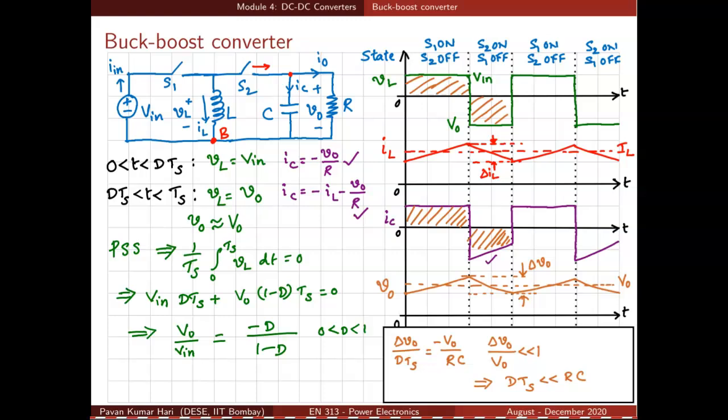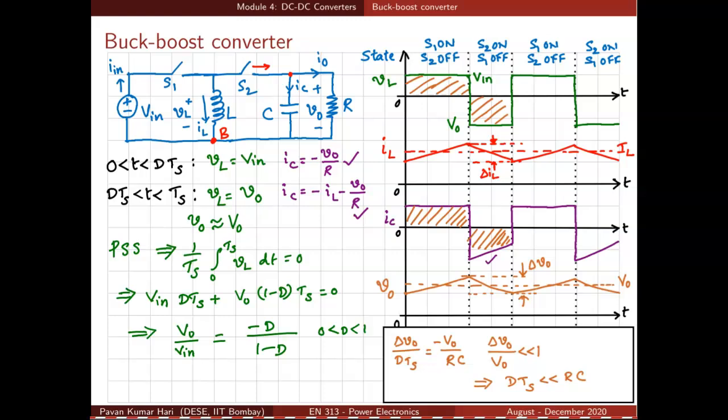And what is our small ripple approximation? Our small ripple approximation is delta VO by VO is much less than 1. That translates to, again, the switching time period Ts being much smaller than the time constant RC. So as long as this time constant RC is much longer than the switching time period, our small ripple approximation holds good, and this analysis is valid.